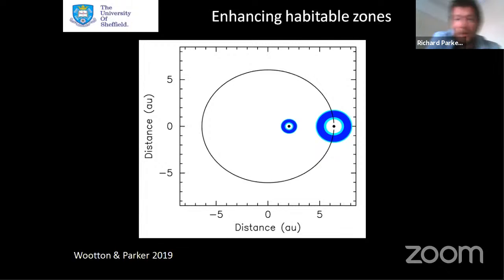However, it's not all negative. So what I'm going to do with the last 5-10 minutes is point out two positive effects of being born in a very dense stellar environment.